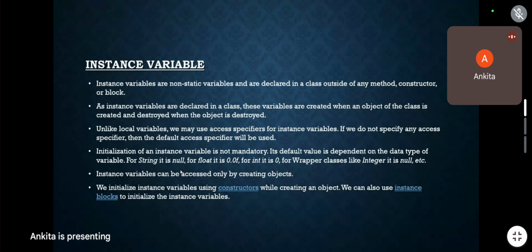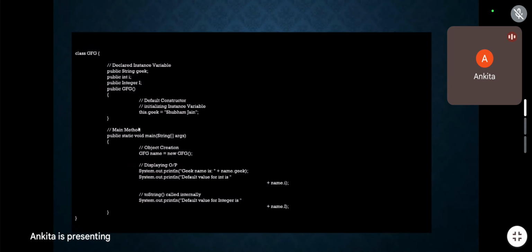Proceeding forward with instance variable. These variables are created in a class outside of any method block. These variables are created when an object of the class is created and destroyed when the object is destroyed. These variables can be accessed through objects. Let's see an example of it here.